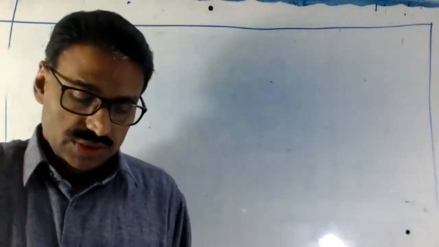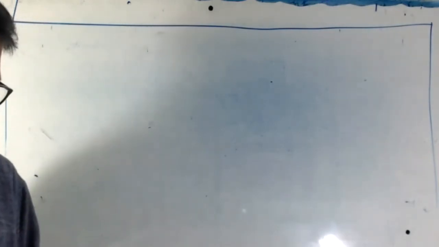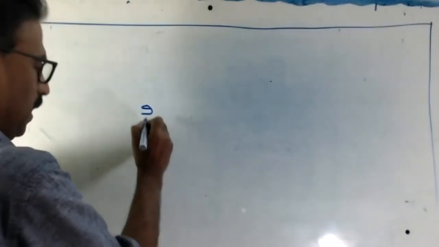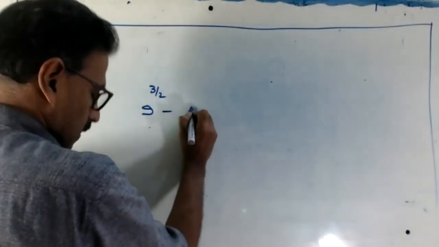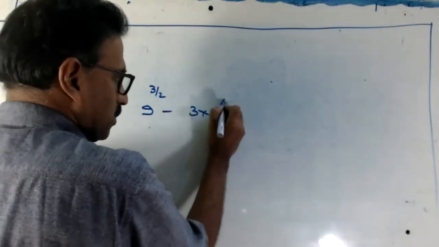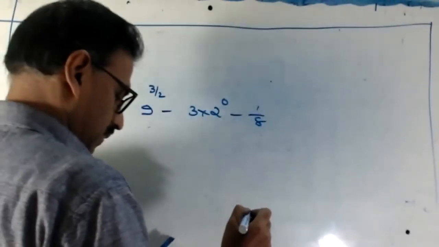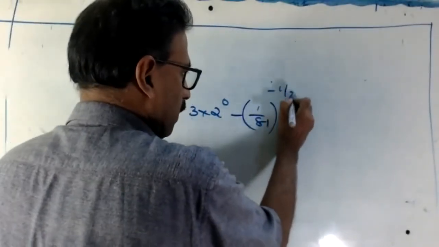So next question, right? 9 raised to 3 by 2 minus 3 into 2 raised to 0 minus 1 by 81 whole raised to minus 1 by 2.